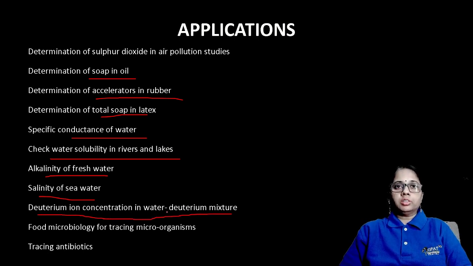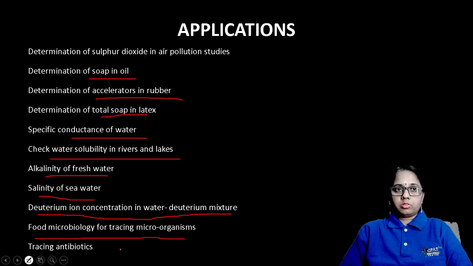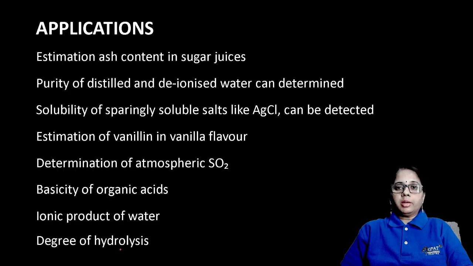We know that in water, H2O hydrogen can be replaced by deuterium, that means D2O. So if the mixture is there, then the concentration of the water ions can be determined, and deuterium ions can also be determined. Thereby, by subtraction, we can find it out. Also food microbiology for tracing microorganisms, and finally tracing antibiotics. So all these applications can be performed by conductometric titrations.